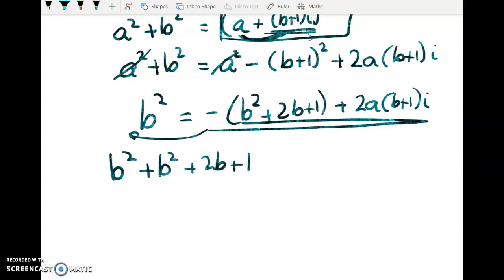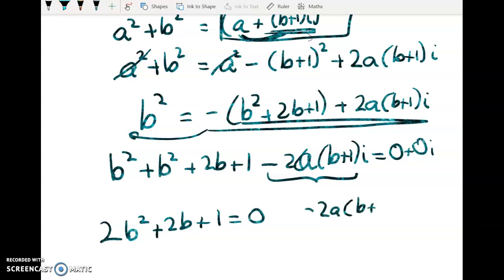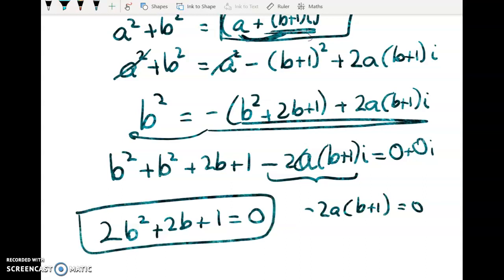So 2b squared plus 2b plus 1 minus 2a times b plus 1i is equal to 0 plus 0i. Okay, so I'm collecting everything up together, and I'm looking at the real bit, and I'm looking at the imaginary bit. So what do we have now? Well, we know that if this complex number exists, then 2b squared plus 2b plus 1 has to equal 0, and then this bit here has to equal 0, so we get negative 2a times b plus 1 has to equal 0. I'm going to work with this first, and I'm going to find a value for b.